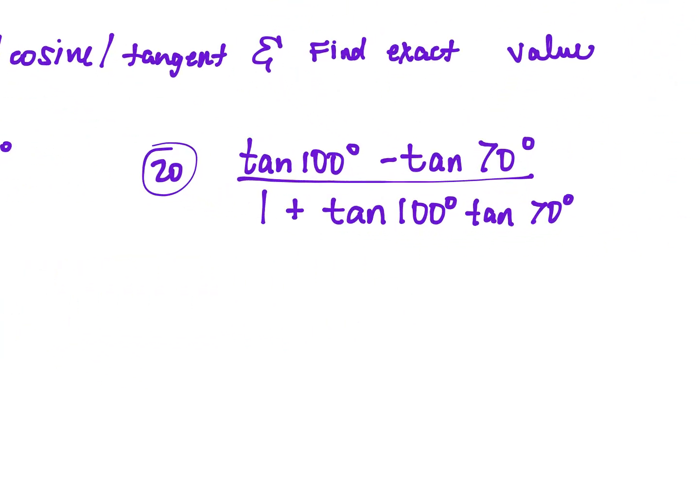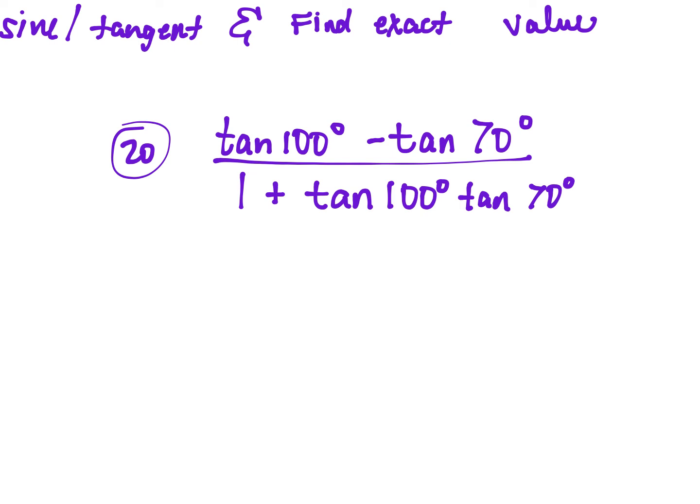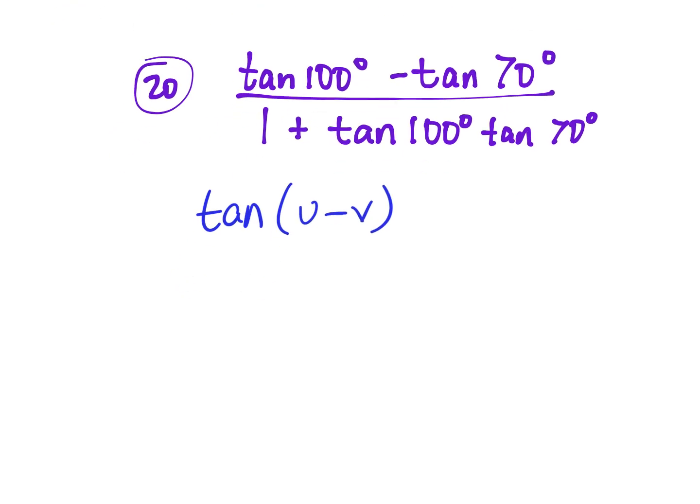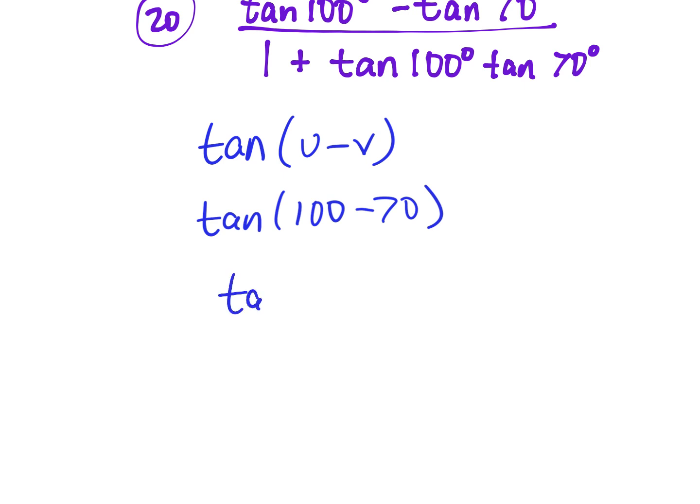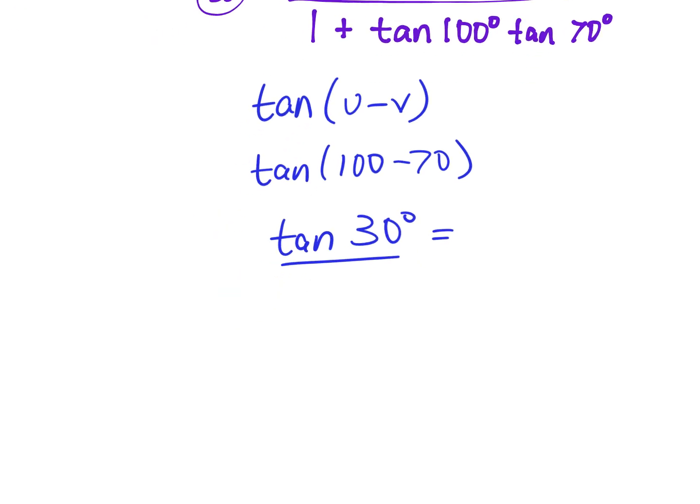So moving along, you might have one of these, guys. Tangent. Which tangent formula, there's two of them, has a minus in the numerator and a plus in the denominator? Tangent what? U minus v. Okay, this is how you would show me your work. So I'm going to say tangent of, well, u is 100 minus v is 70. So this written as one singular trig function is the tangent of what? 30 degrees.